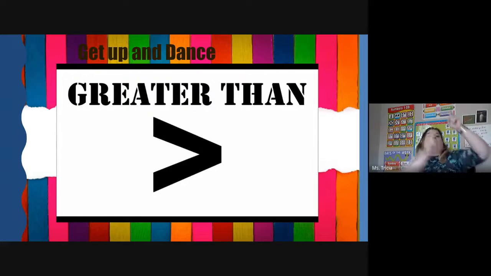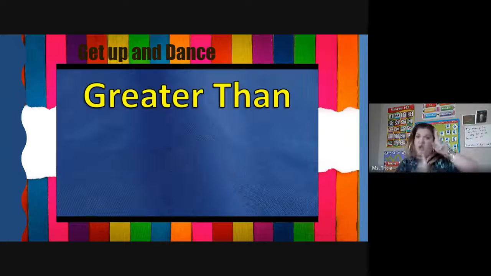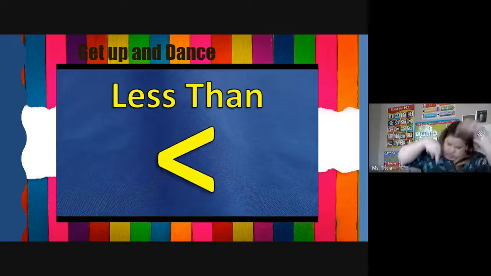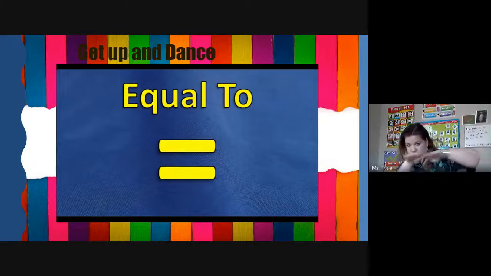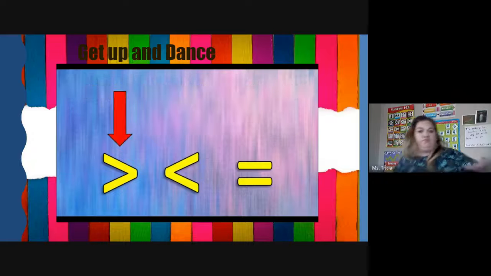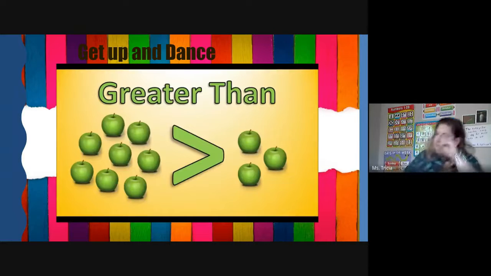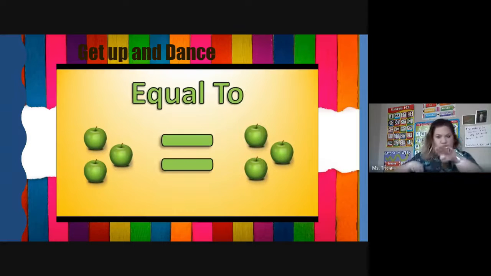Greater than, less than, equal to. Greater than, less than, equal to. These symbols are the words you use. Greater than, less than, and equal to. Greater than, less than, equal to.